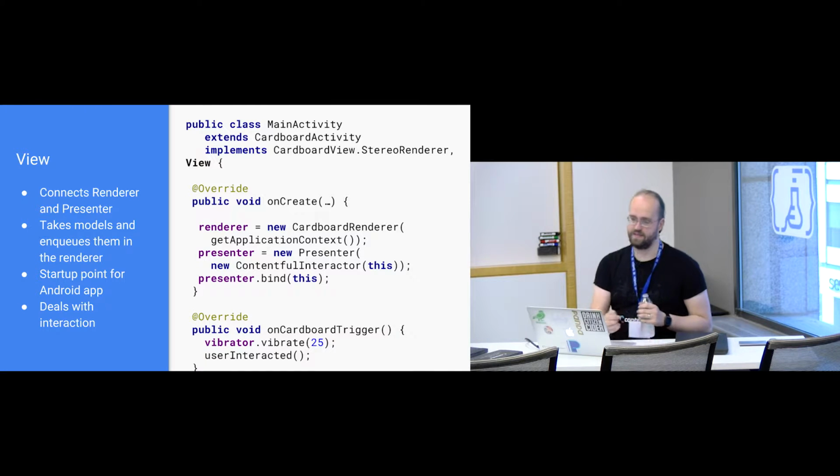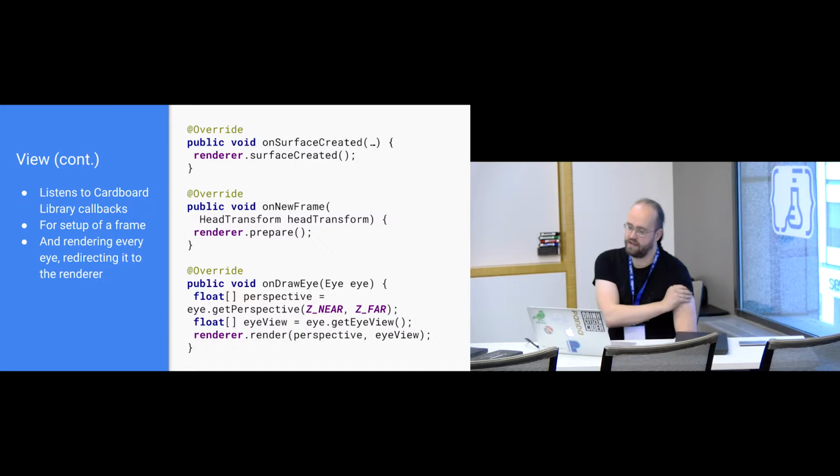Also, when I create this view, I have to set up all the interactions between each other. So I have to create the renderer, the presenter, and actually bind the presenter and the renderer together so that they know about each other. What I also need to do in this case, because I wanted to use the default way, is extend the cardboard activity. The cardboard activity already takes the burden of creating an OpenGL surface and context. So I can use OpenGL commands immediately, which is quite nice because, again, I don't need to worry about surfaces or anything.